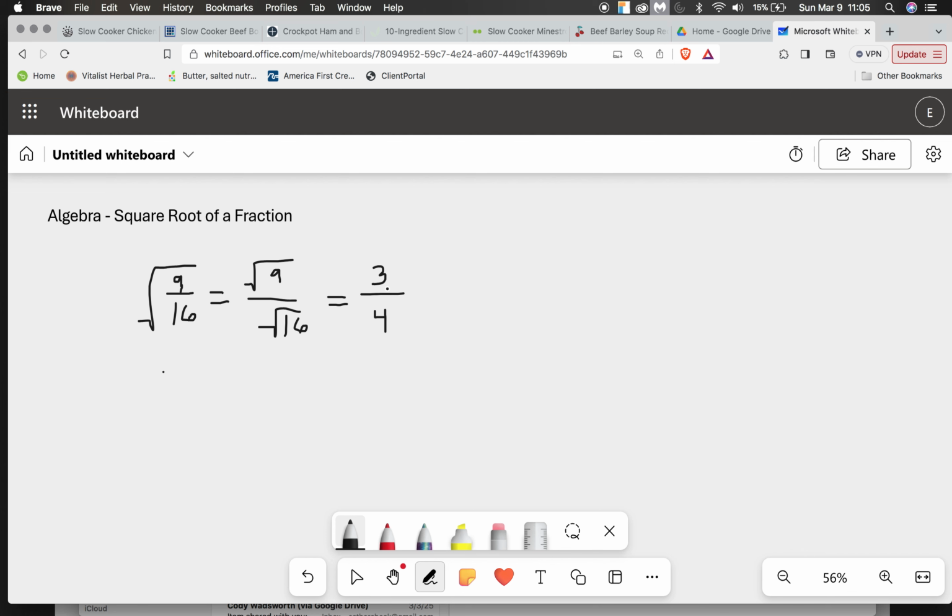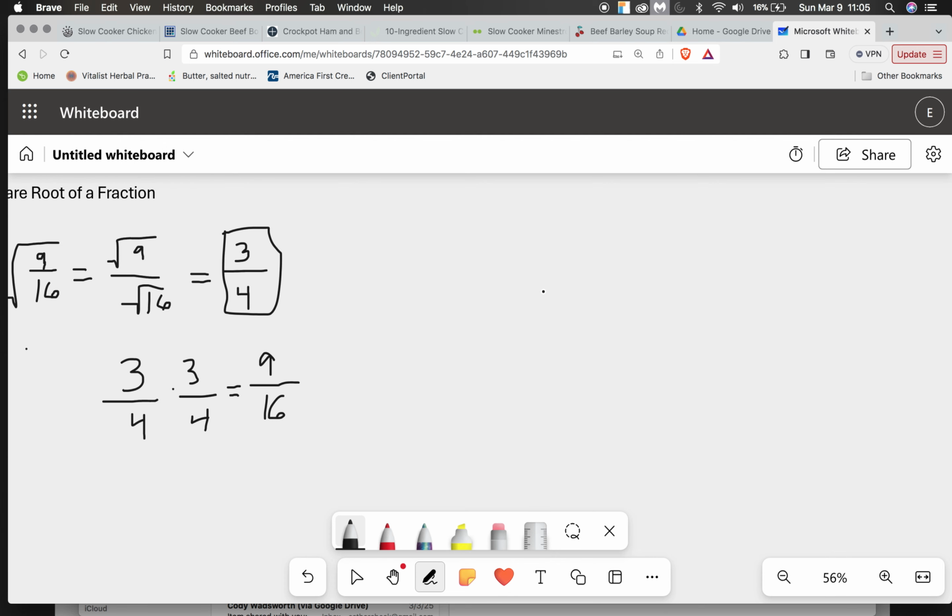Now, a way we can double check that we have this answer correct is, of course, just to square our answer and see if we come out with our original problem. So if we square 3/4, that would be 3/4 times 3/4. Then, with basic multiplication of fractions, we just multiply straight across. So 3 times 3 equals 9, and 4 times 4 equals 16. Since that equals what we got originally, the square root of 9/16 equals 3/4.